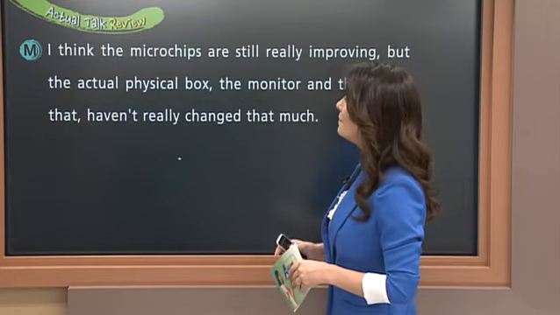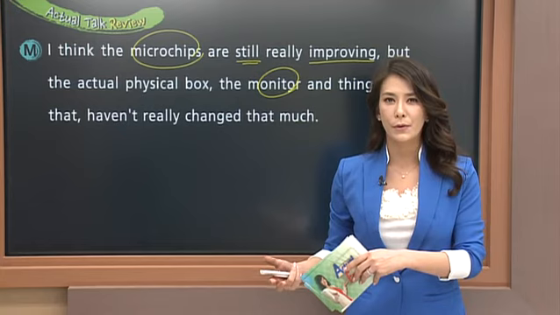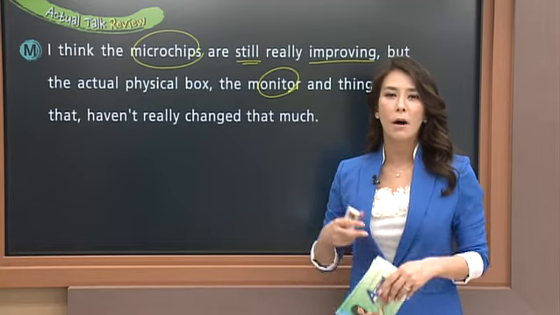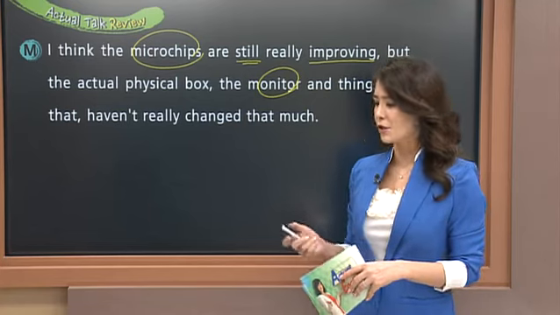Okay, and then moving on, he says, I think the microchips are still really improving. Hardware, maybe not so much, but the microchips are still improving. But the actual physical box, such as the monitor and things like that, haven't really changed that much. So earlier on, we were talking about hardware. Some examples were CD-ROM, the monitor or printer. He's saying these things haven't really changed that much.